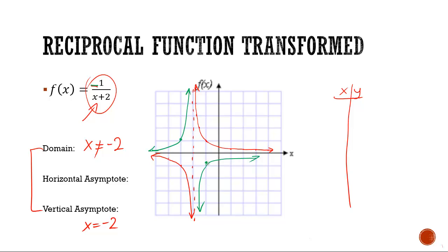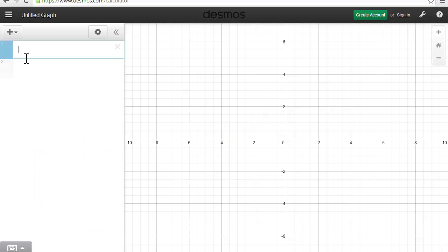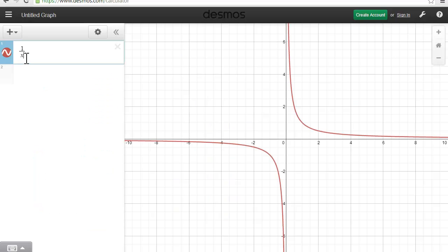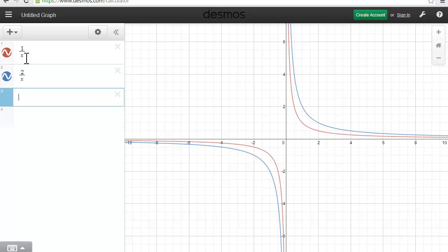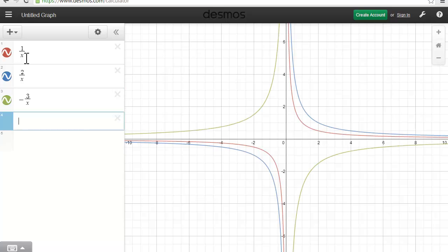Let's take a look at a few more transformations on a graphing calculator that you can find online or on your graphing calculator. So here's our 1 over x graph. There it is. Very good. What if we had multiplied that by 2? 2 over x. Well, all our numbers doubled. What if we made it multiplied by a negative number? So let's say negative 3 over x. Oh, look, it flipped.